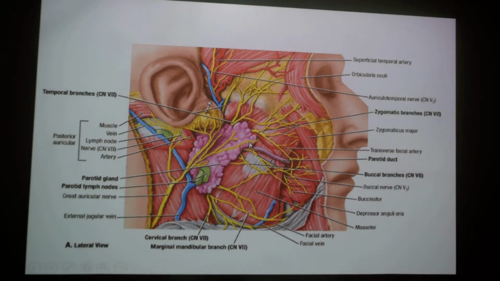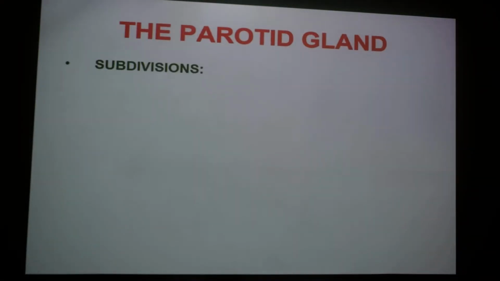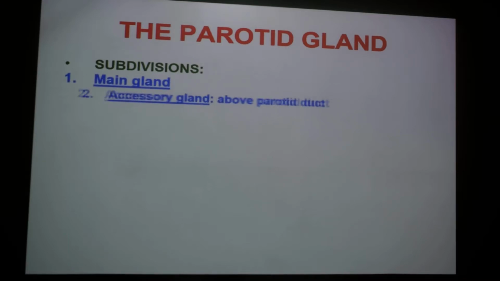Again, this is the parotid gland. This is the anterior border, which is overlapping this muscle, which is the masseter. The posterior border is overlapping this muscle, which is the sternocleidomastoid. The superior extent of it is to the zygomatic arch. The inferior extent of it is to the angle of the mandible. Now, there is a main gland and there is an accessory gland. We have already talked about it. It's above the parotid duct.